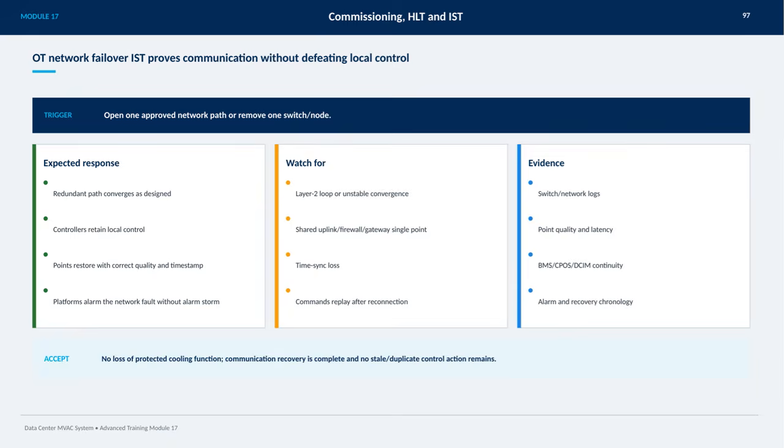It's important to watch out for issues like layer 2 loops or unstable convergence. Any single points of failure such as shared uplinks, firewalls, or gateways, loss of time synchronization, and whether commands replay correctly after reconnection. Evidence to verify success includes switch and network logs, point quality and latency data, BMS or CPOS and DCM continuity, and the alarm and recovery chronology. The test is accepted when there's no loss of the protected cooling function, communication recovery is complete, and no stale or duplicate control actions remain. This ensures our system maintains reliability and control even in network failover scenarios.